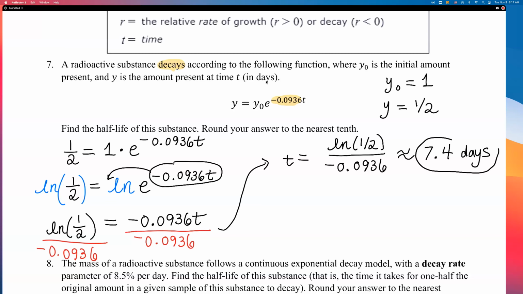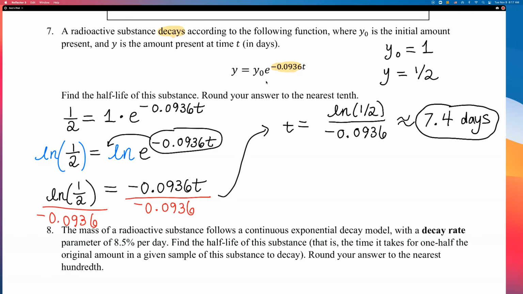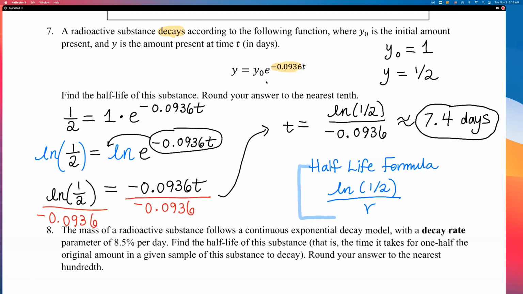So if we give this radioactive substance 7.4 days, it will become half of what it started from. So here's the half-life formula, and you probably noticed it. The half-life formula is natural log of 1/2. Remember, for doubling time, we used natural log of 2. We're going to divide that by r. But r is going to be a negative number because when we look at half-life, we're looking at a decaying function. So you can now go ahead and use that half-life formula from now on.